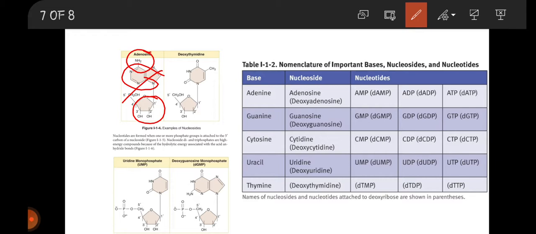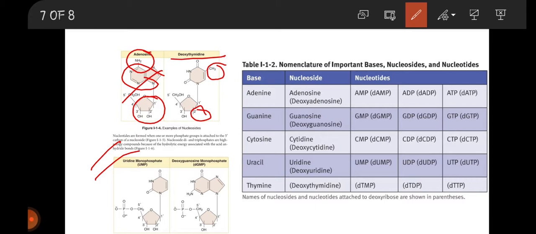And when you come to the second picture, it has one ring, so it is pyrimidine. It has the methyl group, so it is thymine, and it doesn't have oxygen in the second carbon, so it is deoxyribose. So the full thing is deoxythymidine. You can get it right. Okay, same goes for the next picture.